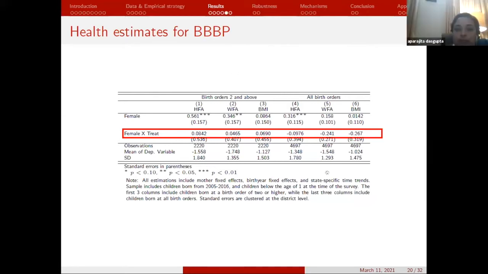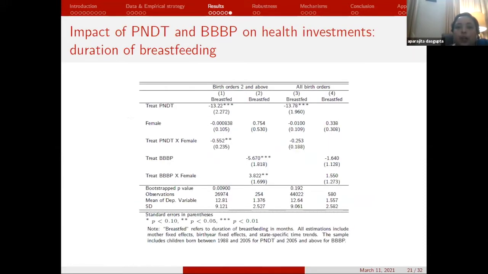So, moving on to the impact of PNDT and B3P on health investments. Just looking at duration of breastfeeding in months.